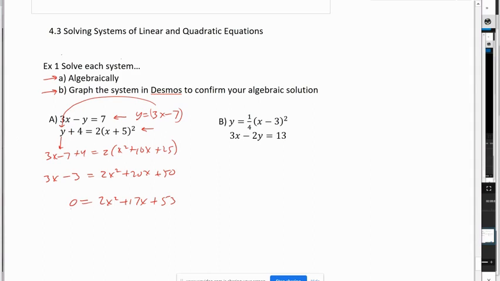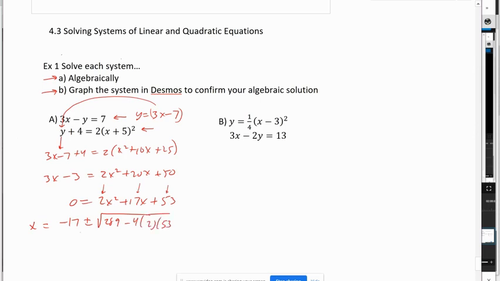Okay, and this is a quadratic equation. We can try factoring. Because of the 2 in front and the numbers that we have here, the 17 and the 53, that looks like that would be pretty tough to factor. So the next step, if we can't factor this, is to use the quadratic formula. And so we get x equals negative 17 plus and minus the square root of b squared. So 17 squared is 289 minus 4 times a times c, over 2a, which would be 4.